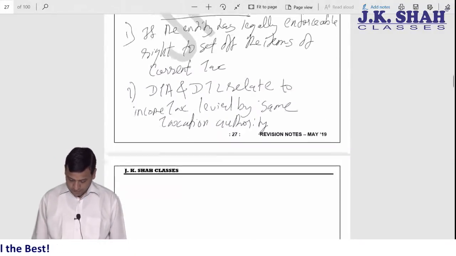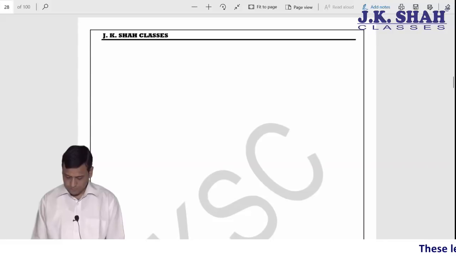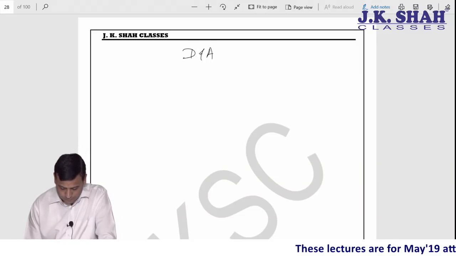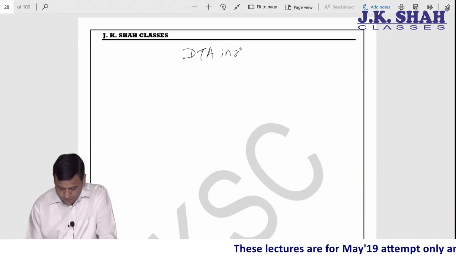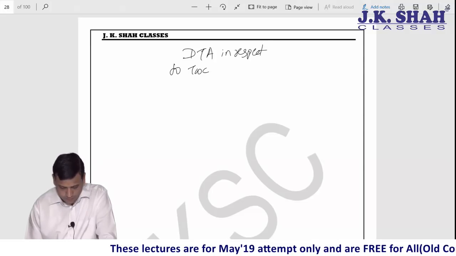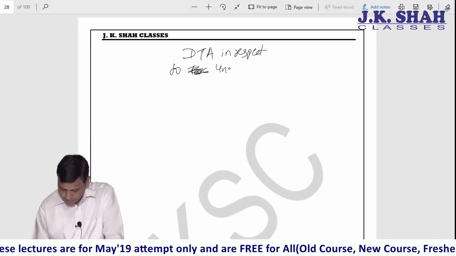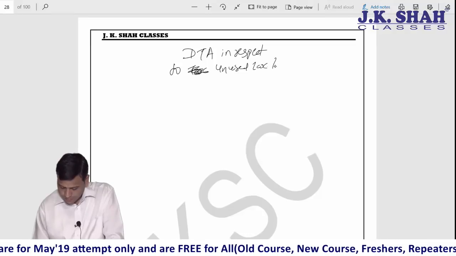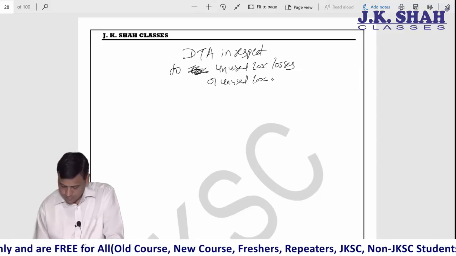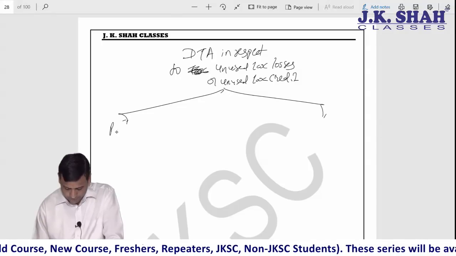Okay. One more small area is left out. As far as DTA is concerned, you know, tax credit, unused tax credit. I can have two parts.